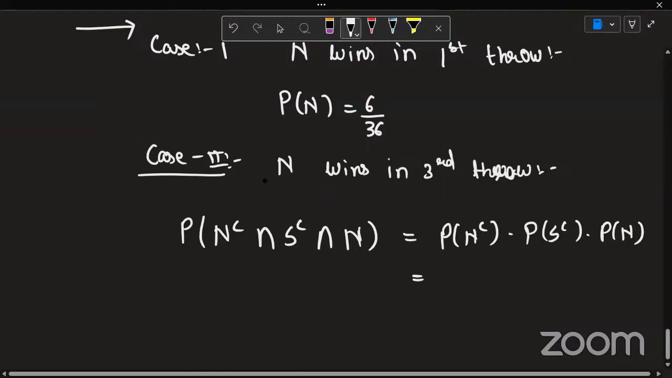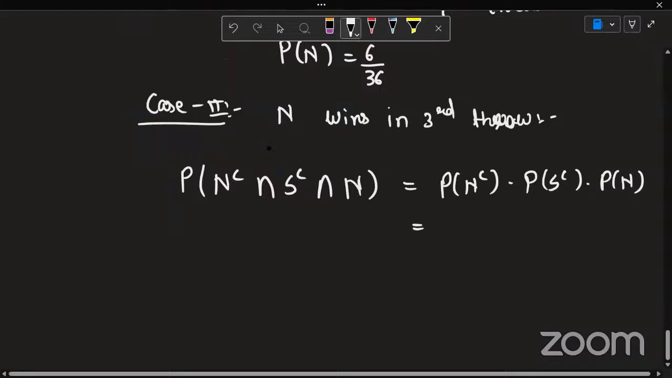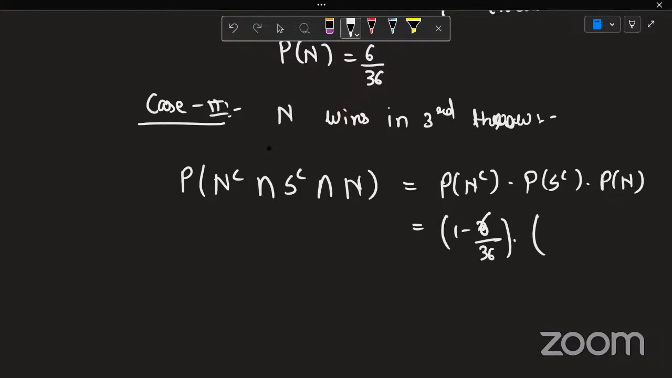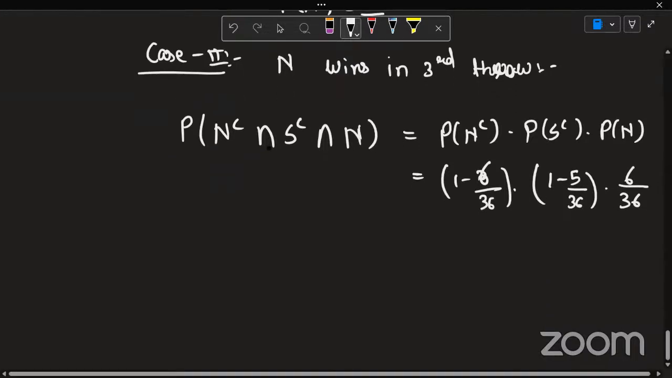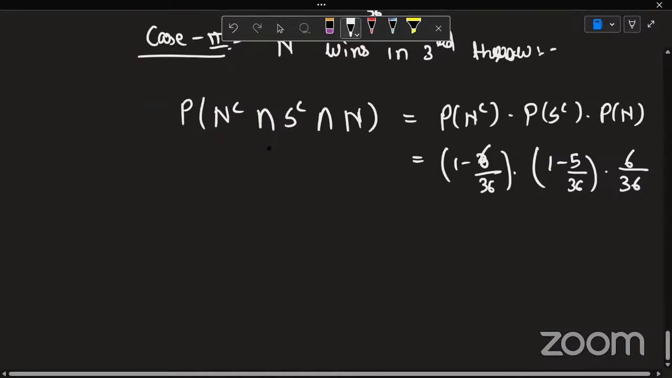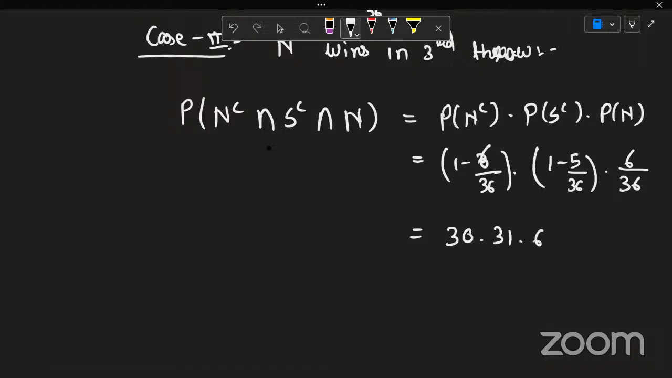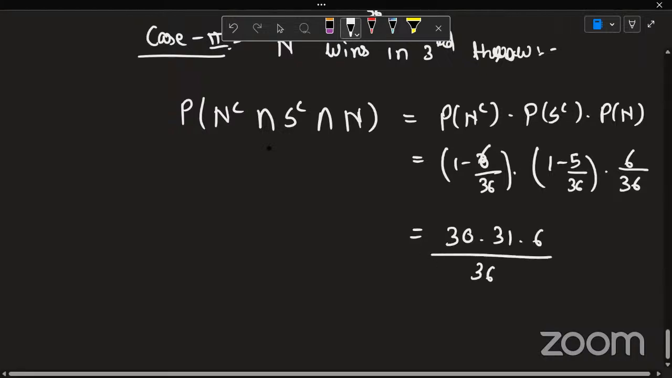So the probability of N complement is 1 minus 6 by 36. Probability of S complement: S has to lose so that the third throw will come into picture, right? 1 minus 5 by 36, and this will be 6 by 36. So yeah, this is the calculation part. Let's say this is somewhat 30 into 31 into 6 by 36 cube.